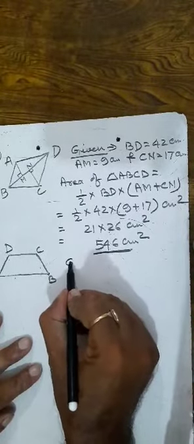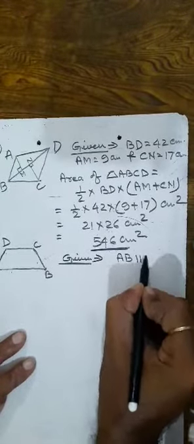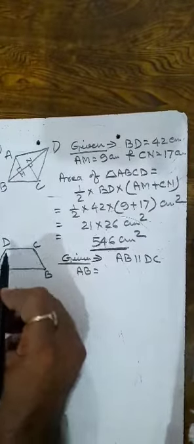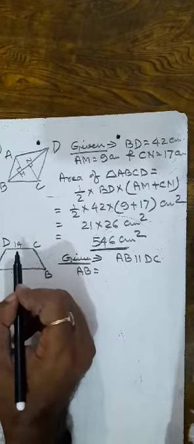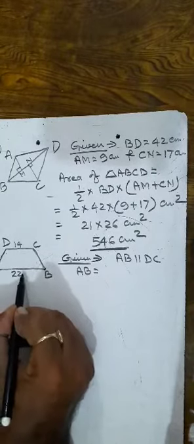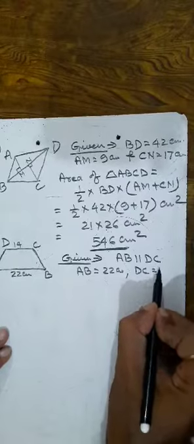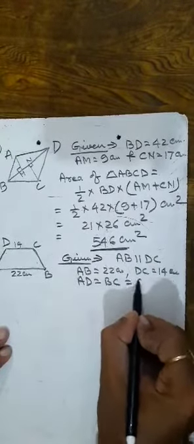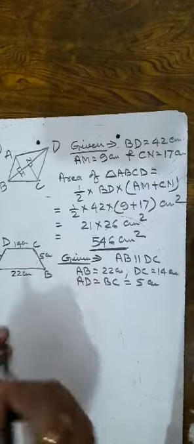Here given AB parallel DC. AB is equal to 22 centimeter. DC is equal to 14 centimeter. AD is equal to BC is equal to 5 centimeter. Area of trapezium.